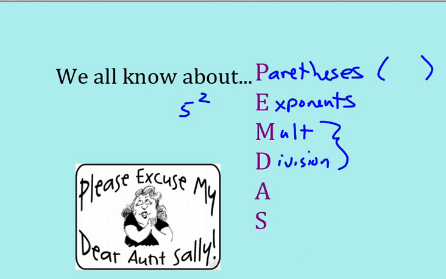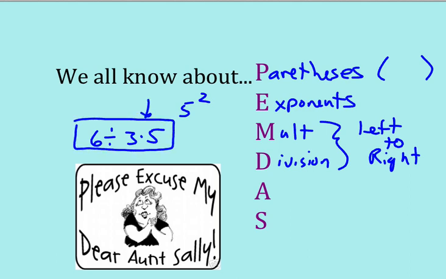Now, multiplication and division go hand in hand. You would do whatever comes first from left to right. Division is just as important, or equally important, as multiplication when it comes to order. So you would do that from left to right. What I mean by that is just a little example over here: 6 divided by 3 times 5. A lot of people do the multiplication first because they say, hey, multiplication comes before division. Well, that's not necessarily true. They're the same. They're equally important. You do whichever one shows up first, left to right.